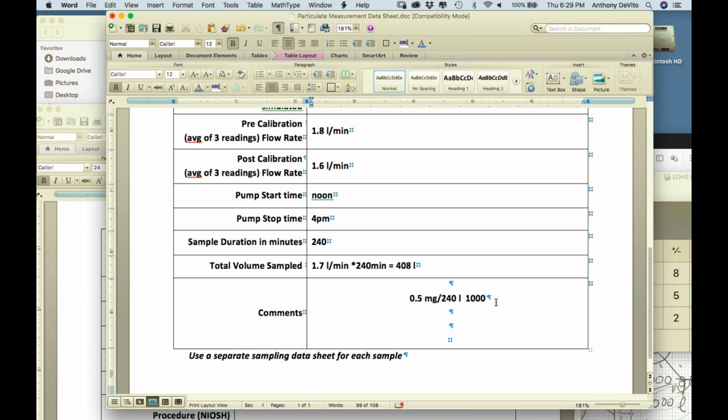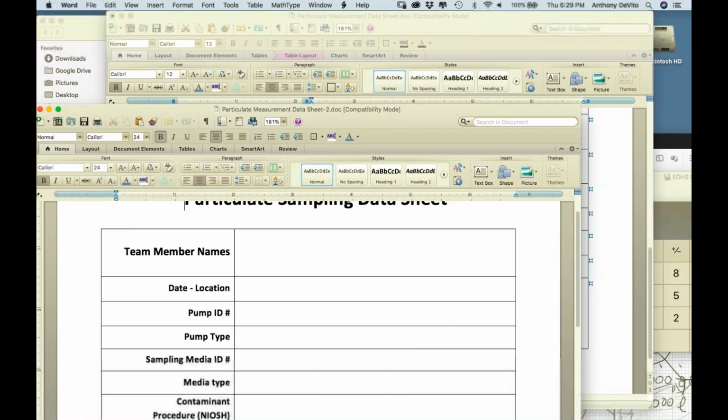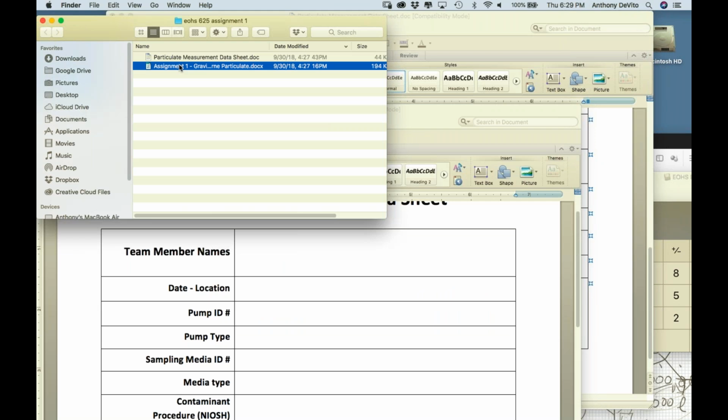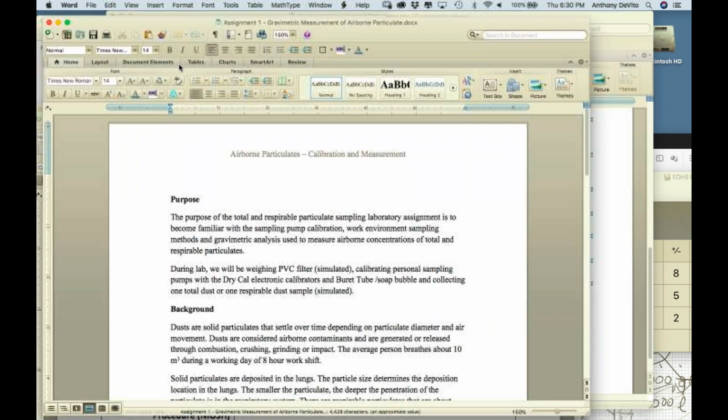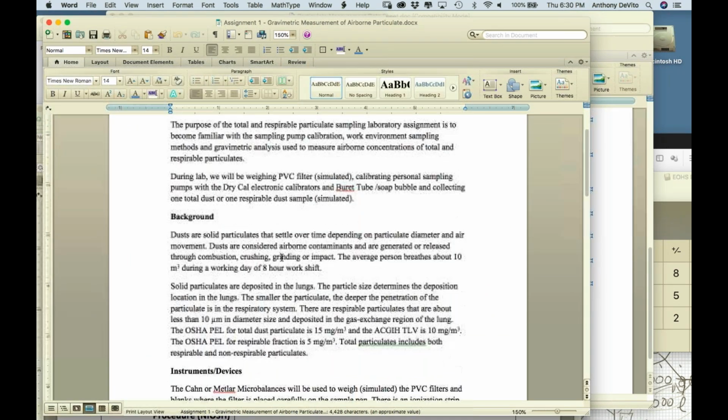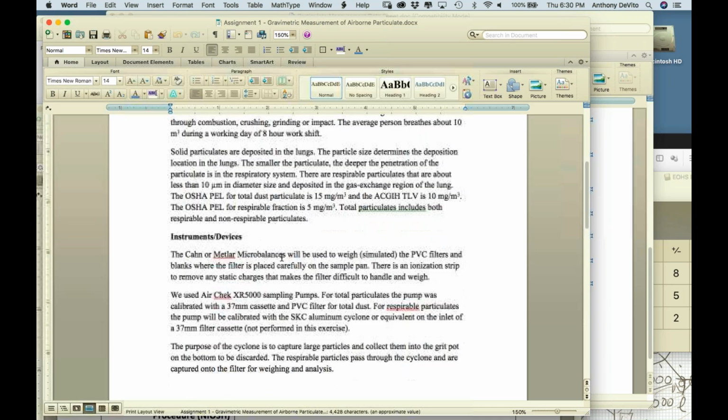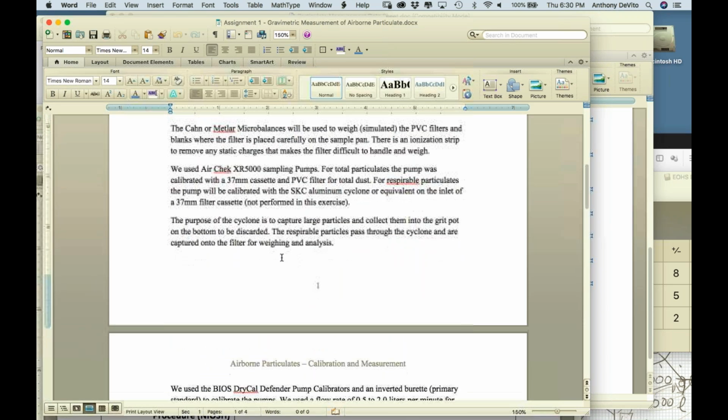And when you multiply by 1,000, it winds up being 500 over 240. It's going to wind up 2 milligrams per cubic meter. But now you can take this information and go to the other document, which is basically an exercise or a report, and it discusses all of the details on how you actually took the sample and so on and so forth.